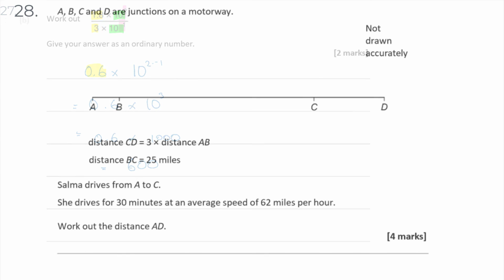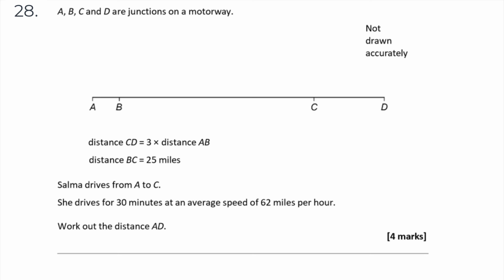That's my answer. A, B, C and D are junctions on a motorway. Now the distance CD is equal to 3 times the distance of AB. So this distance up here is going to be 3 times as big as this one. And the distance of BC, the bit in the middle, we're told is 25 miles. Okay, so this one here is 25. If we say that this one here is x, then this one is going to be 3 times bigger. So then that would be 3x. Okay, so I've got x, 25, and 3x.